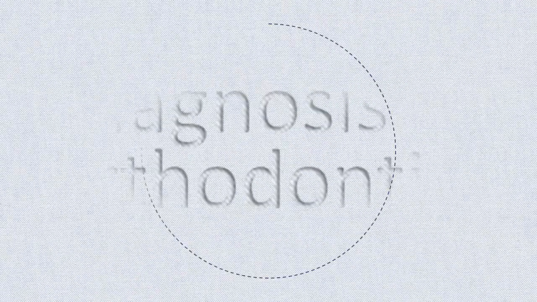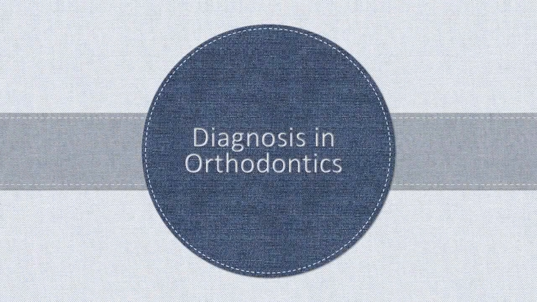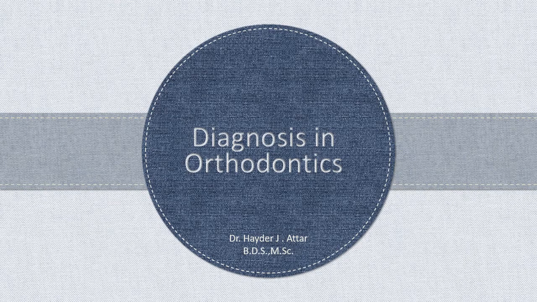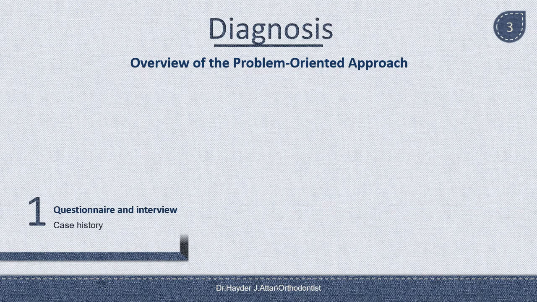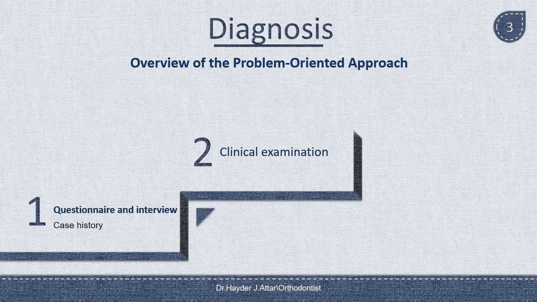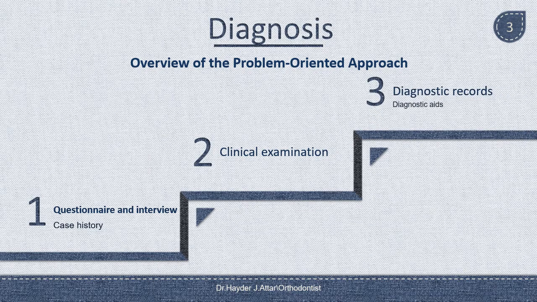Diagnosis in orthodontics. The diagnosis in orthodontics resembles the diagnosis in medicine and dentistry, which follow the problem-oriented approach. The problem-oriented approach includes the steps of collection of the truth or the problems of the patient in three steps, which include the questionnaire and interview or the case history, and then the second examination and the diagnostic record or diagnostic aid, which include the essential and non-essential diagnostic record.